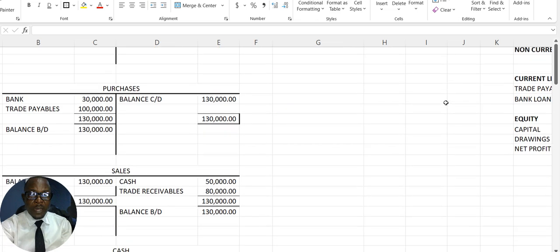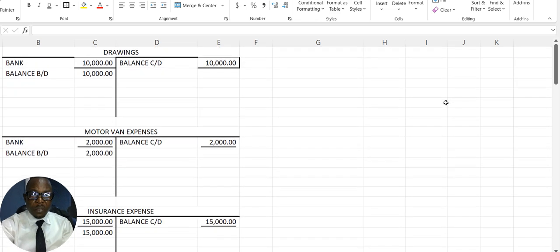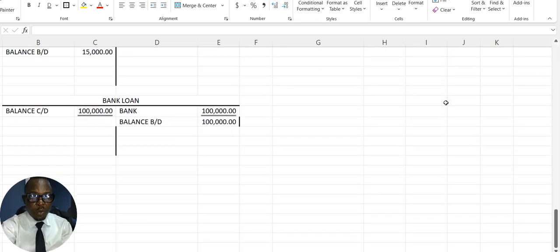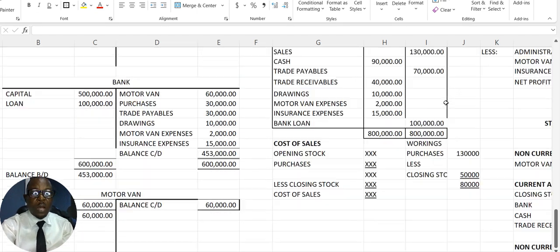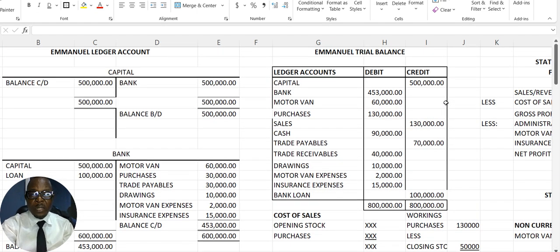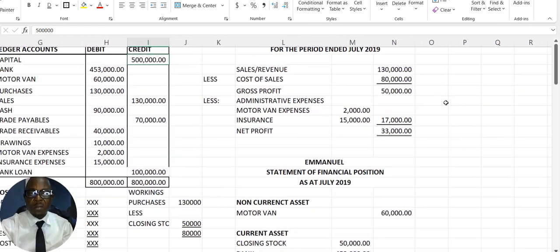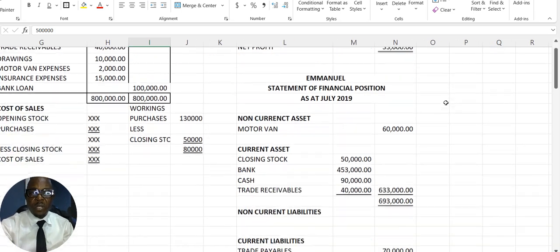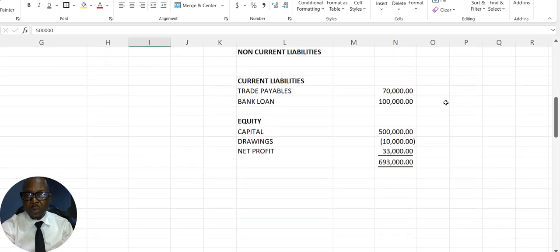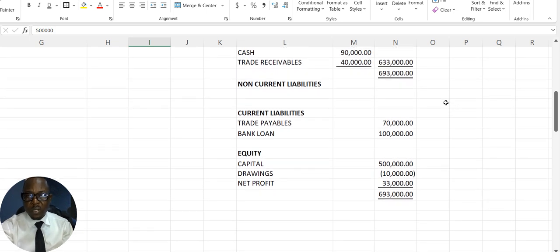We created an additional ledger here, bank loan. Please take note of it, 100,000, which has reduced our capital to 500,000. It has been adjusted here also on the trial balance, and we move the same thing here to this point. That's the capital aspect, which is 500. Then this is the bank loan, 100.